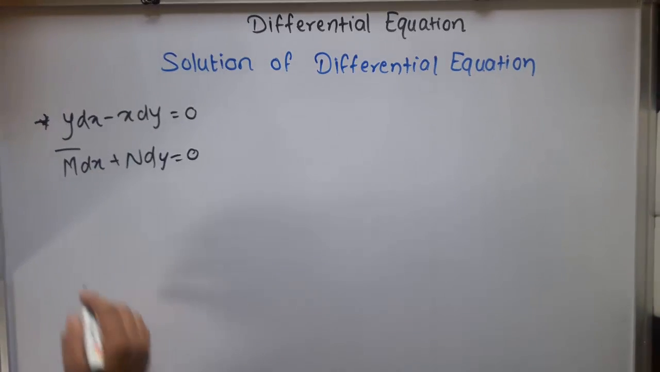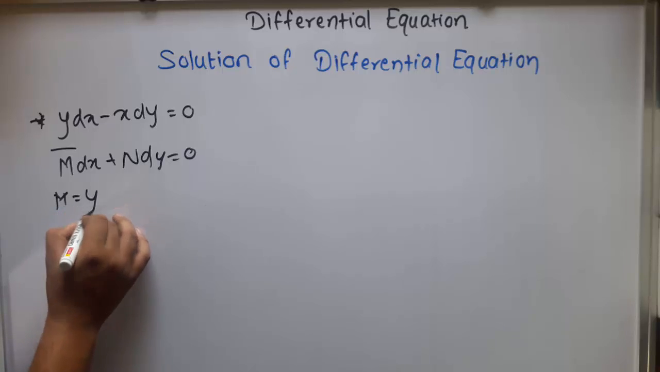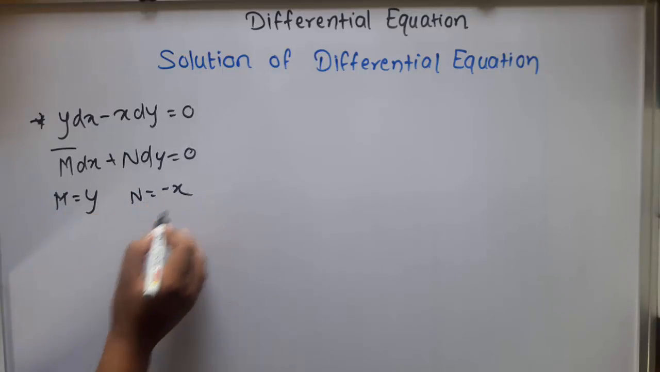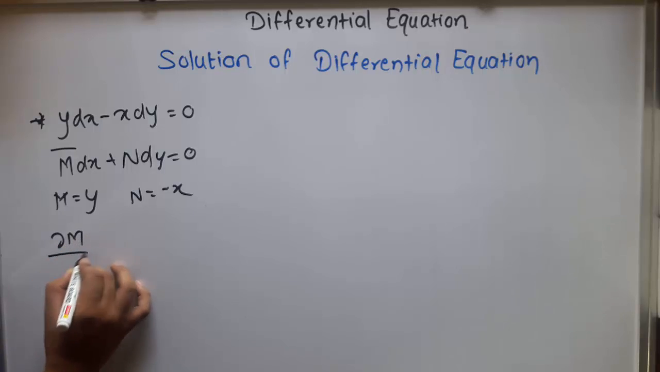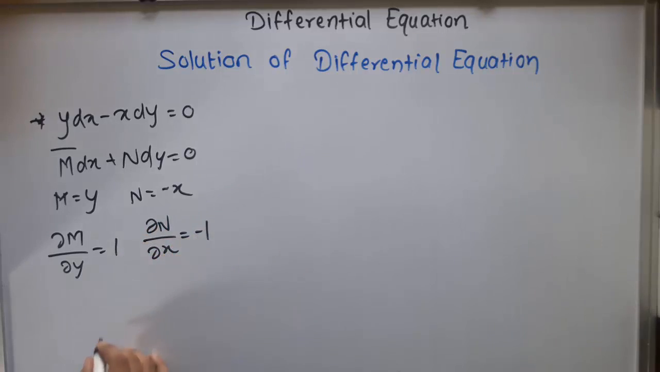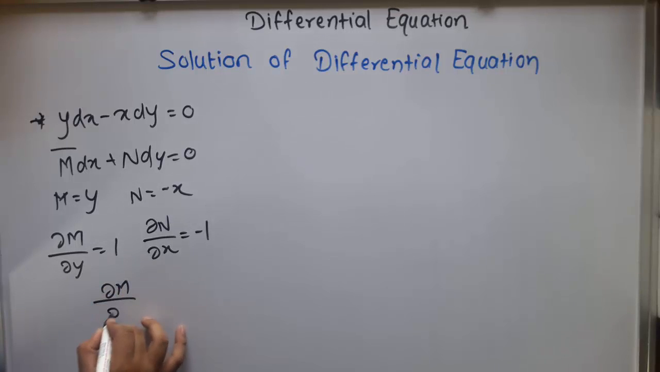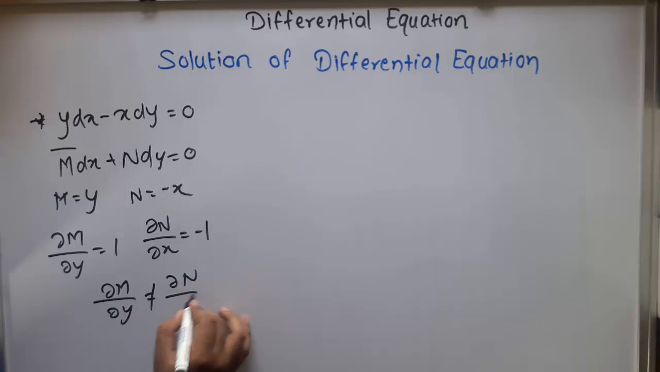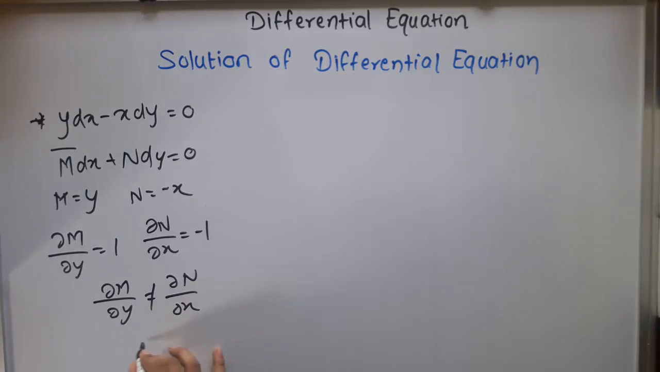Then this equation becomes: M will be y and N will be minus x. If I partially differentiate M with respect to y, it gives 1, and N with respect to x gives minus 1. So del M by del y is not equal to del N by del x. That means this is a non-exact differential equation. If we get del M by del y equal to del N by del x, that will be the exact differential equation.